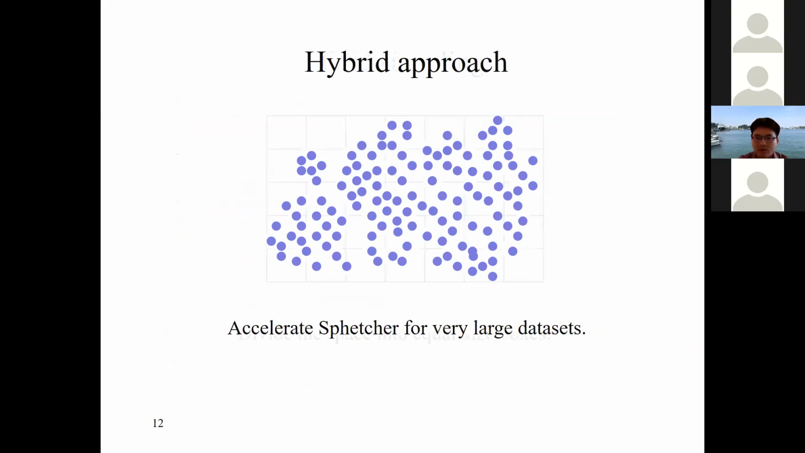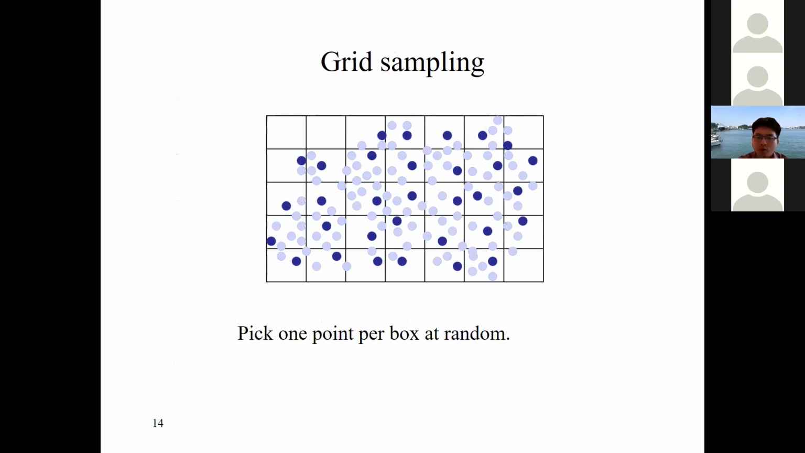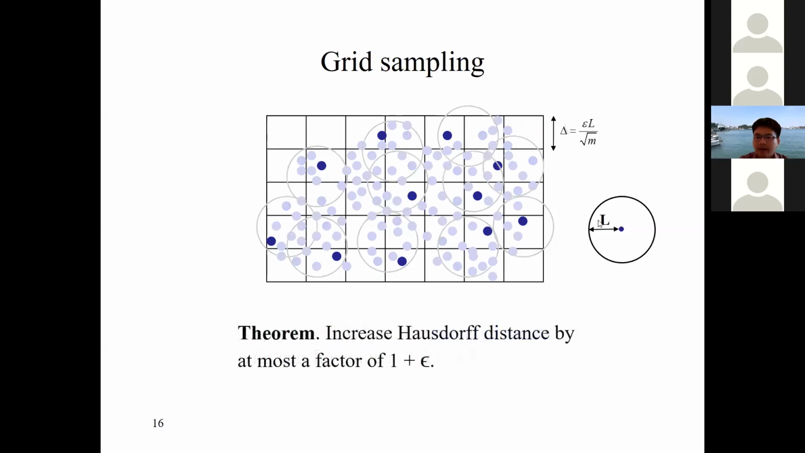And the idea is that first we divide the space into equal size boxes, and then you just pick one point per box at random. And then we apply the same algorithm as before. So we apply Fetcher, but not on all points, only on the points selected in the previous step, with a careful choice of delta and L. Here delta is the grid size and L is the radius of the ball. And most importantly, we show that it only increases the Hausdorff distance by a multiplicative factor of 1 plus epsilon.